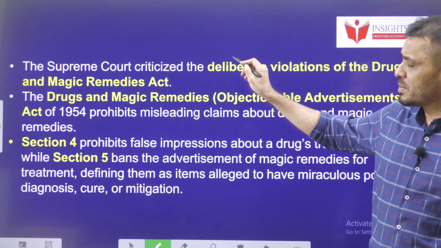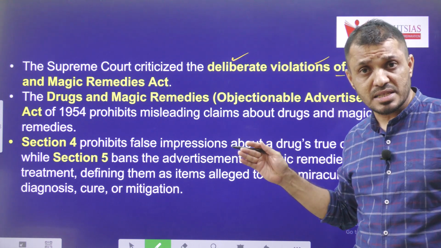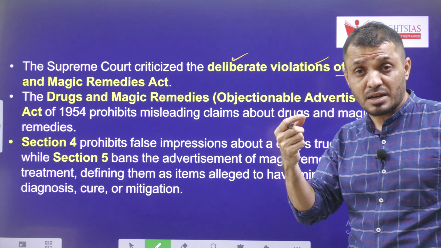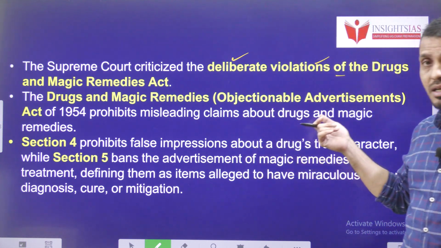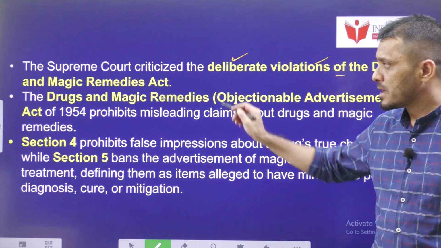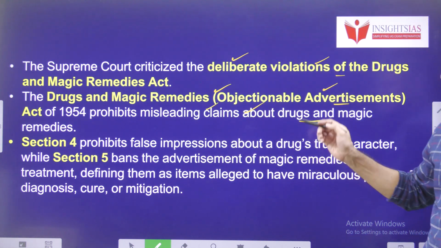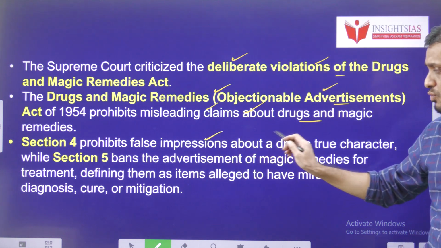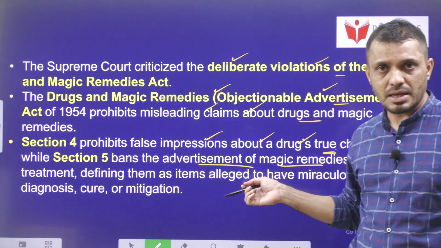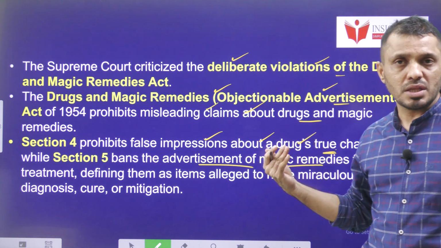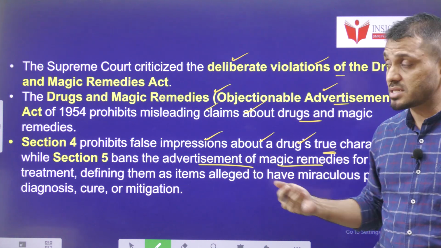Okay. The Supreme Court criticized the deliberate violation of the Drugs and Magic Remedies Act. This Act is all about when a particular product does not have medical quality or medical benefits, even though it does not, if you are claiming that it does, then that attracts punishment under the Drugs and Magic Remedies Act. The Drugs and Magic Remedies (Objectionable Advertisement) Act 1954 prohibits misleading claims about drugs and magic remedies. Section 4 prohibits false impressions about the drug's true character, and Section 5 bans the advertisement of magic remedies. Okay, so these are the two sections which allow the courts to punish anyone who is claiming a particular substance as a magic remedy.